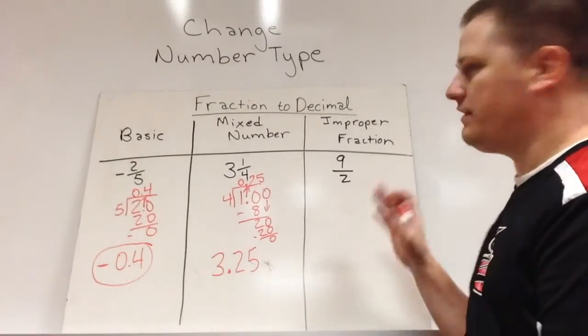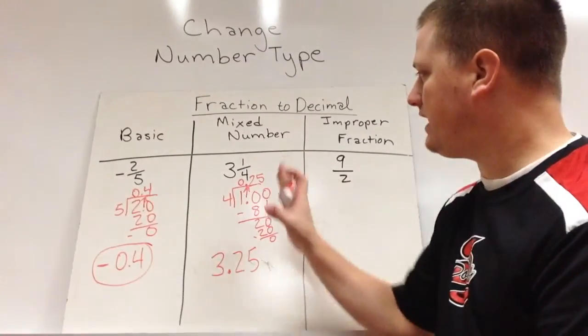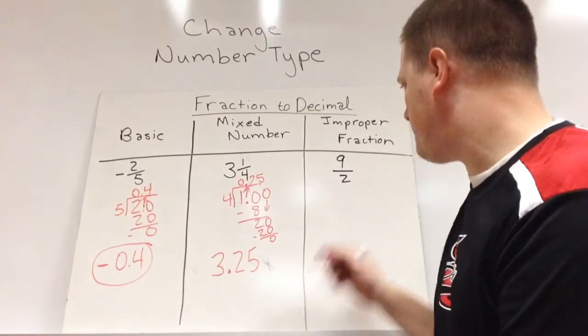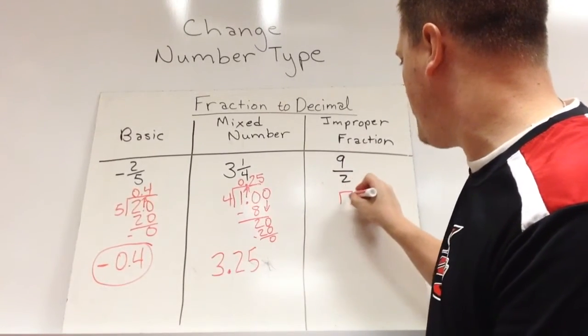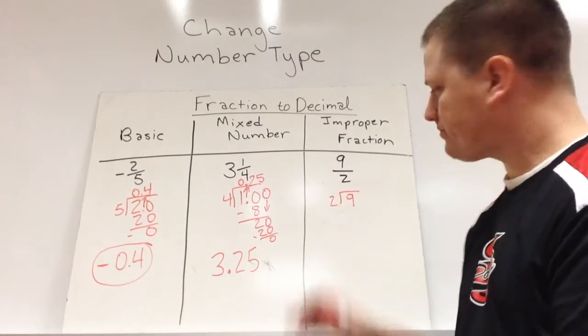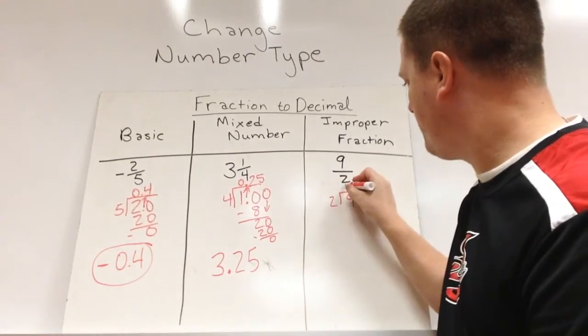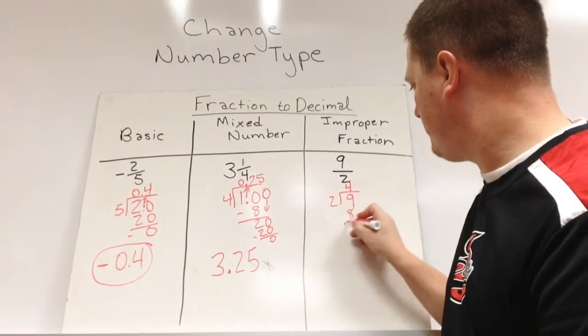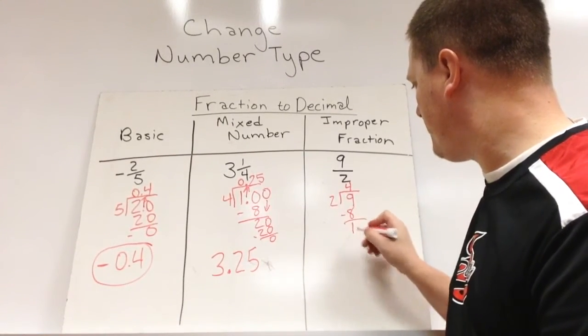Our last one is an improper fraction. These are actually no more work than any of these. We do the same idea. Numerator goes inside the box, denominator outside the box. 2 divides into 9 4 times. That's going to leave us with 8. And when we subtract, we're left with 1.